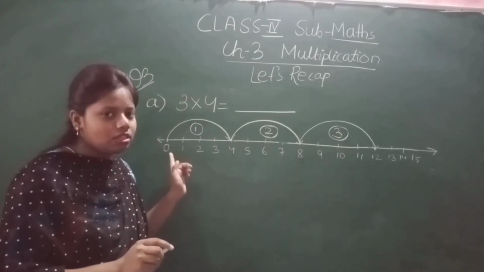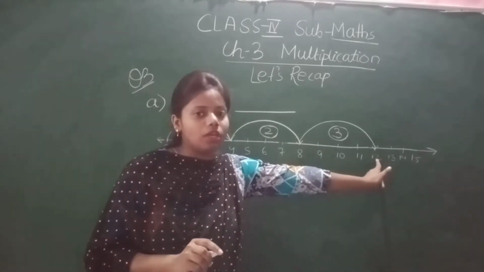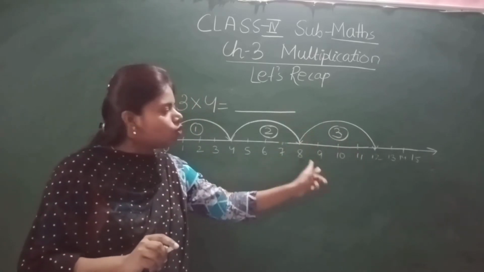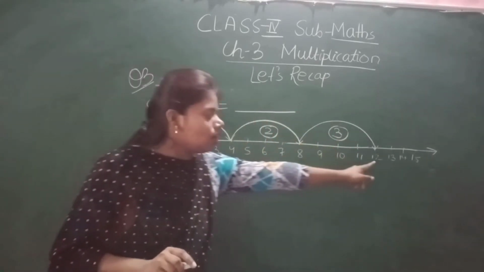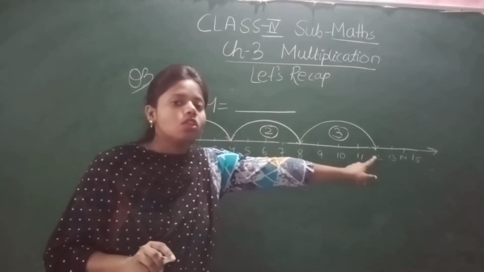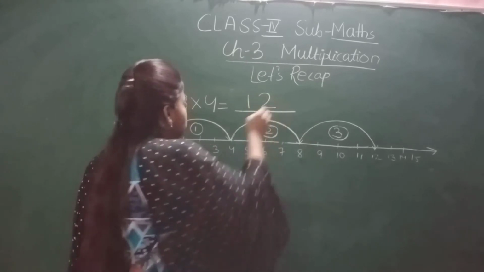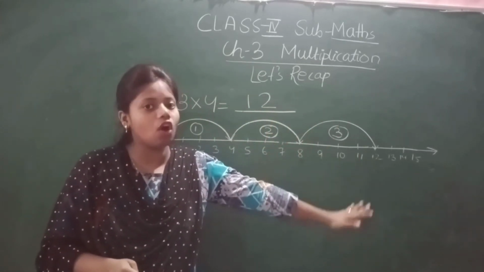And what are the distances? 4, 4, 4. And at last what have we got? 12. 3 jumps into 4 distance. At last we have got 12. So what will be the answer? The answer is 12. We know 3 4s are 12, so we have got the correct answer.